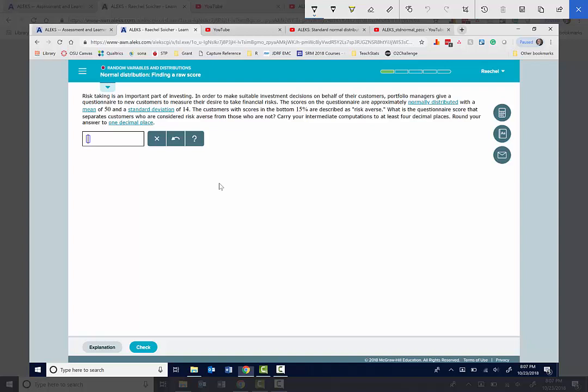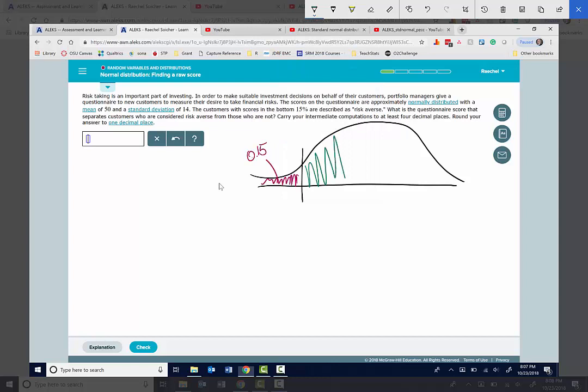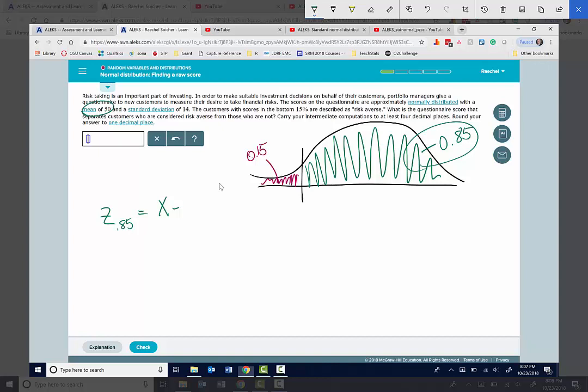Okay, and so really similar to the last question that we just did. We have some cutoff where this represents the bottom 15%. Okay, and so what that's going to leave us with is the top, if you will, 85%. Okay, and note that this cutoff value, whether we're working towards a lower 15 or an upper 85, is exactly the same. But when we work with these probabilities, it's always the probability that the area under the curve is to the right of the cutoff. So again, we're going to work with this 0.85. Okay, and so z of 0.85 is equal to x minus the mean, which is 50, divided by the standard deviation of 14.